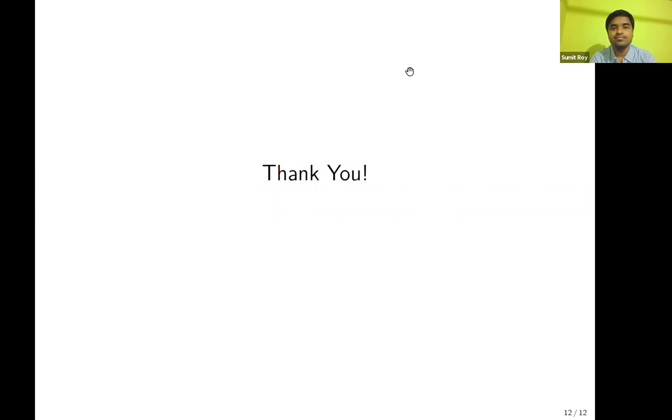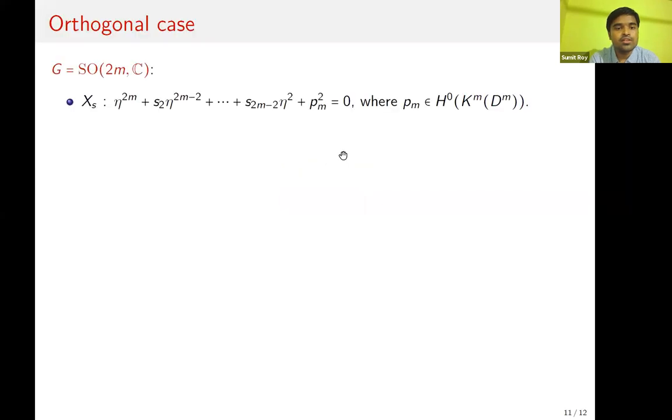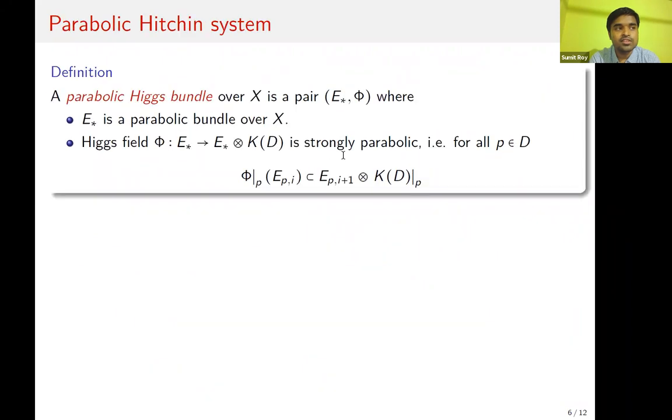Are there any questions? I have a question. So your description of the fibers was in the stable locus of Higgs bundles, is that right? Yes. So you've described a generic fiber in the fibration. Have you thought about describing the fibers outside of the stable locus, the singular ones?